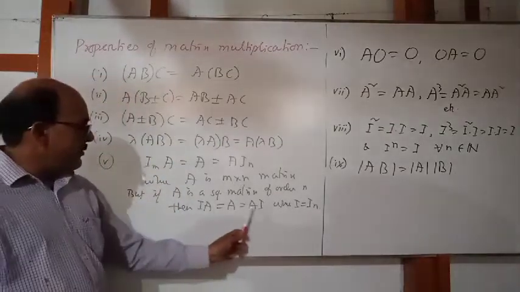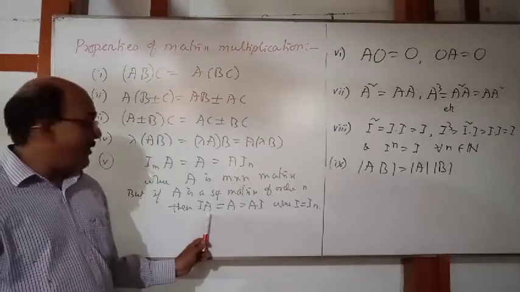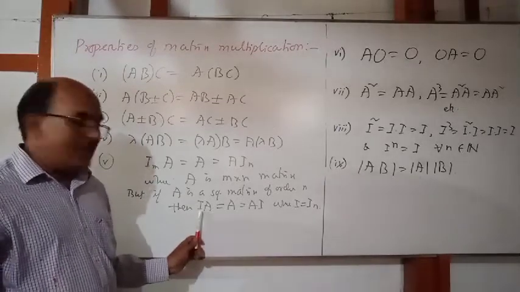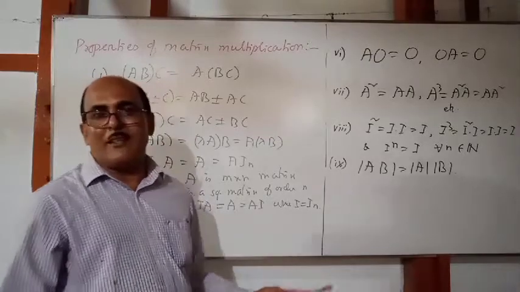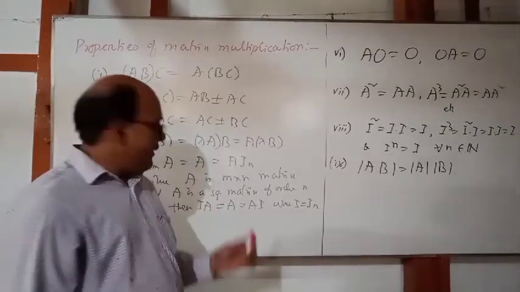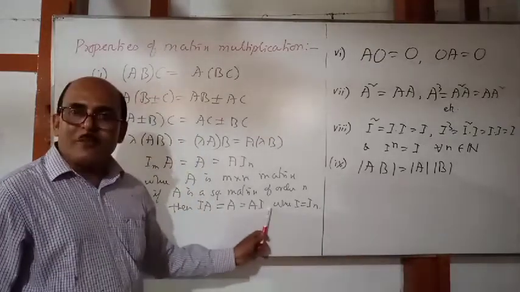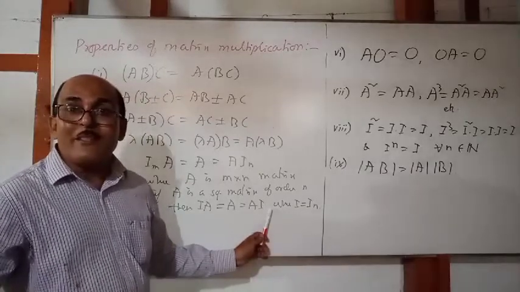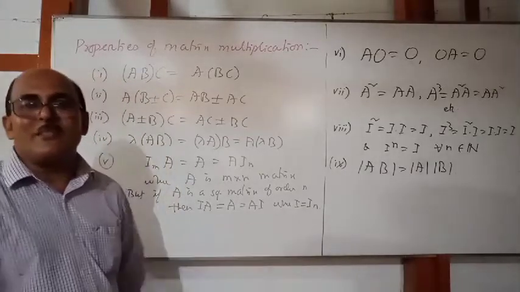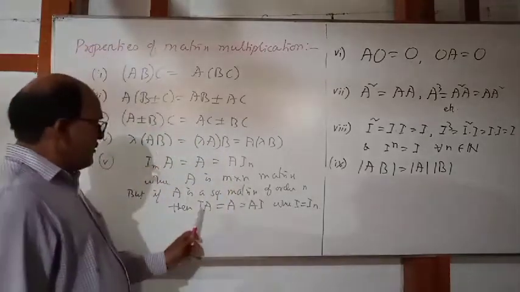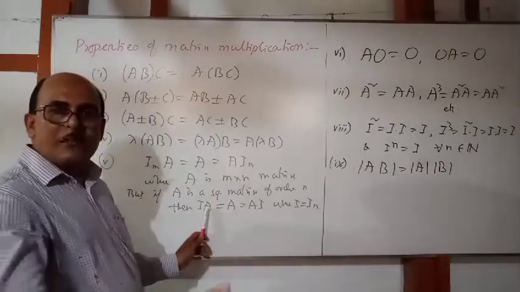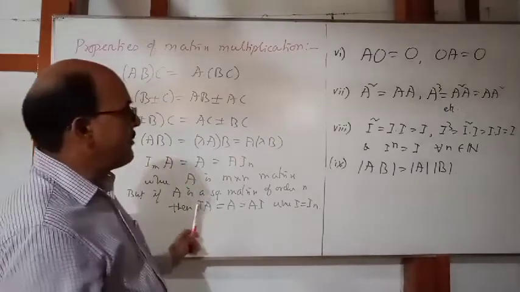IA equal to A equal to AI, means as if I is serving the purpose of 1 in real numbers. 1 into any number is that number, like that. Here is I into A equal to A into I. That's why this I is called the identity matrix or multiplicative identity. It behaves like 1. This you can verify. You will get the verification in the PDF also. I am not verifying here.